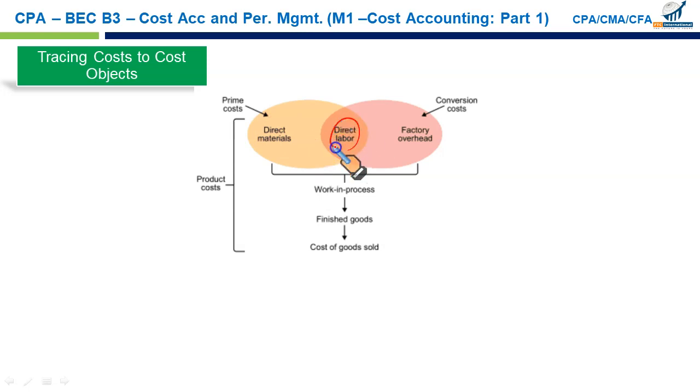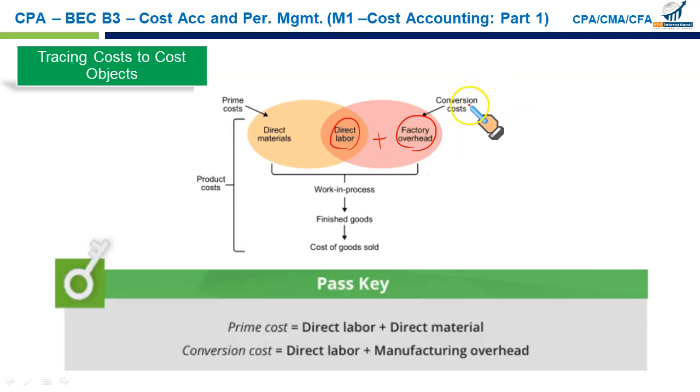And when we add direct labor and factory overheads together, it is called conversion cost. These are very important terms. Remember, prime cost is the sum of direct material and direct labor, and conversion cost, the cost incurred to convert this direct material into finished goods, is the sum of direct labor and the manufacturing overhead, or the factory overhead.